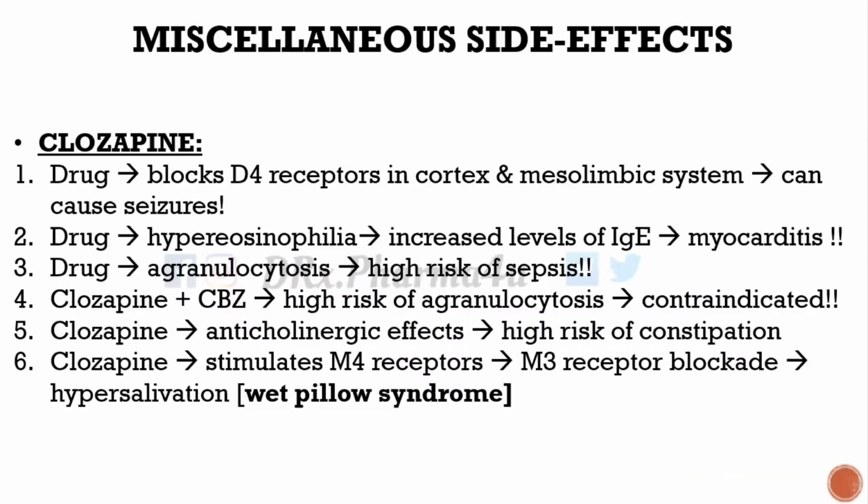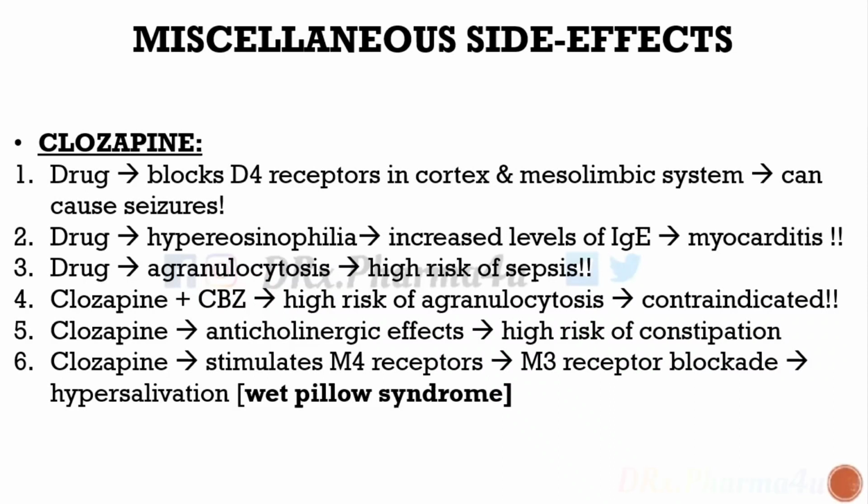If clozapine is used with carbamazepine, CBZ is carbamazepine, there is a high risk of agranulocytosis because carbamazepine also causes the same. So that is a contraindicated drug interaction. Clozapine has also been shown to cause anticholinergic effects. So that has the highest risk of constipation. Clozapine has the highest risk of constipation.